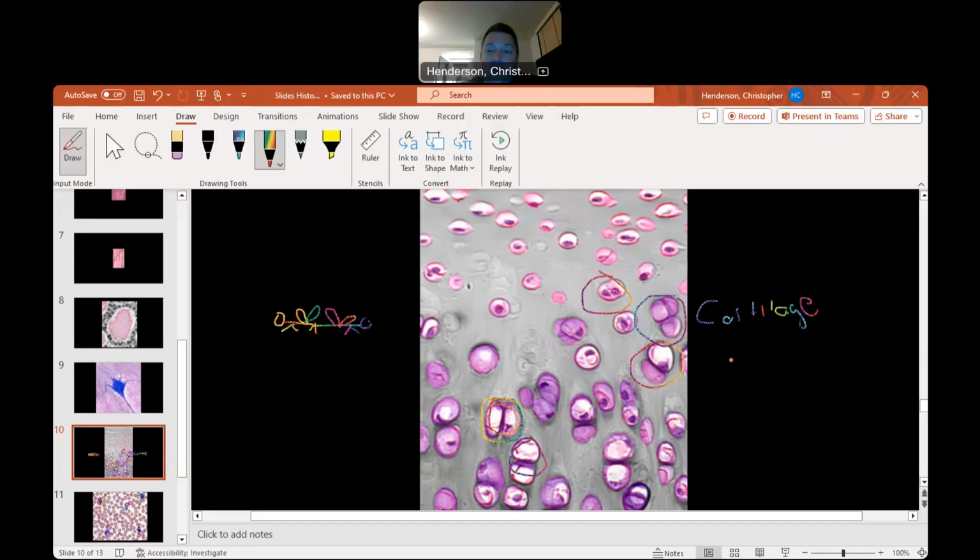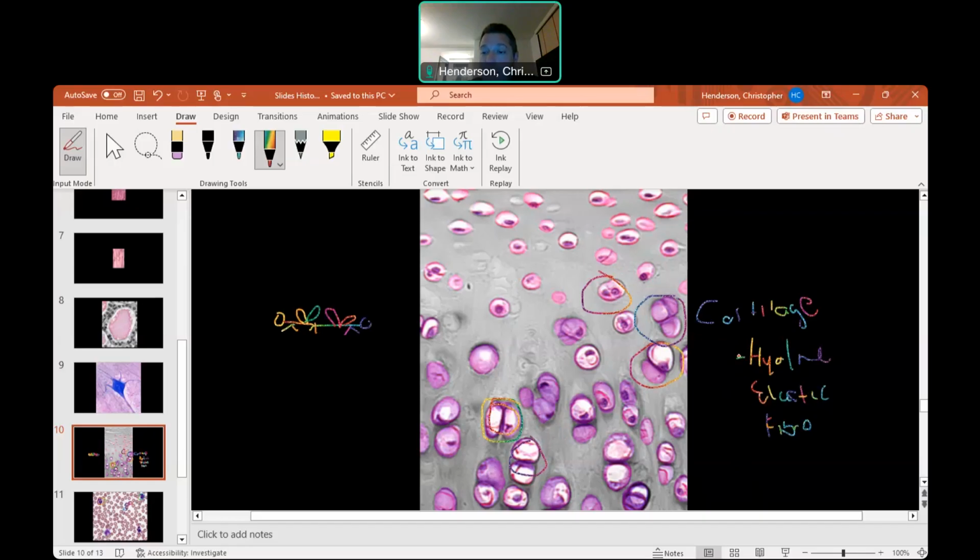There are three types of cartilage. There's going to be hyaline. There's going to be elastic. And then there's going to be fibrocartilage. The difference between the cartilages is the fiber density and the different types of fibers.